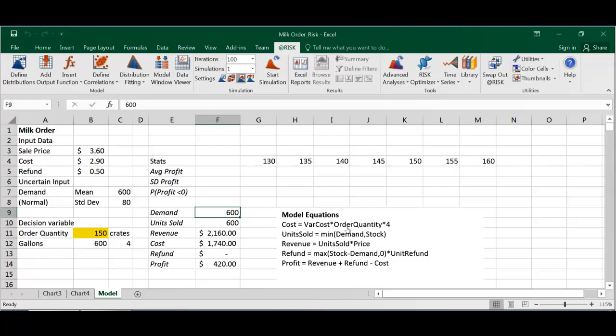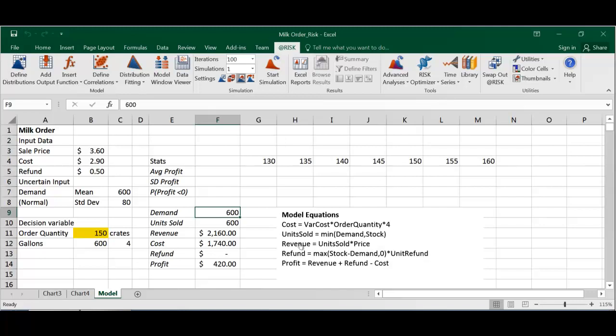So the total cost is going to depend on my order quantity and the cost per gallon. I need to multiply by 4 because the order quantities are the crates, not the actual gallons. Then the number of units sold is going to be the minimum between the demand and the stock that I have at hand. Okay, so it's tempting to think that the number of units sold is demand, but that's not true, because if demand is greater than the stock, I cannot satisfy demand. I'll have some unsatisfied customers. So the units sold is going to be capped or limited by my stock.